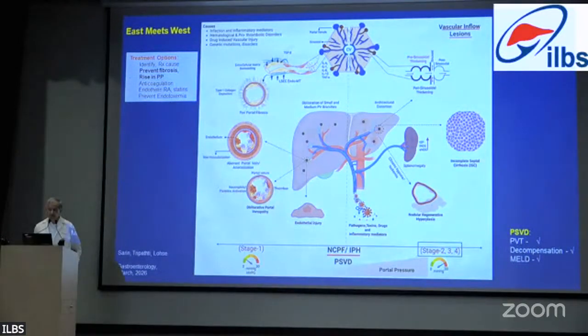And about the question: infections are a common pathogenetic factor. You showed that probiotics can decrease the portal pressure in NCPF. So is there any role of prophylactic antibiotics or cyclic antibiotics which can prevent progression?